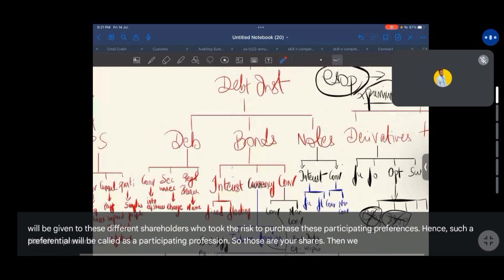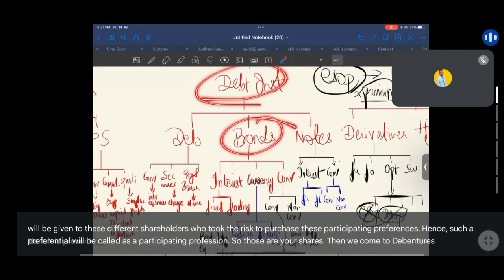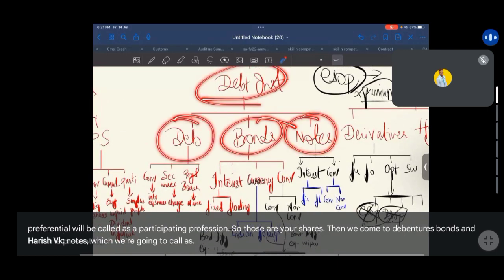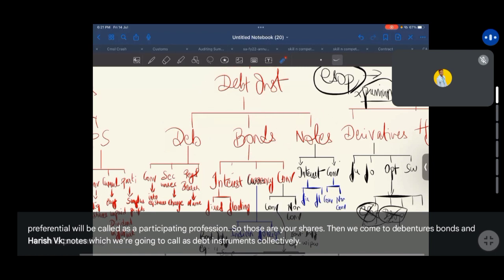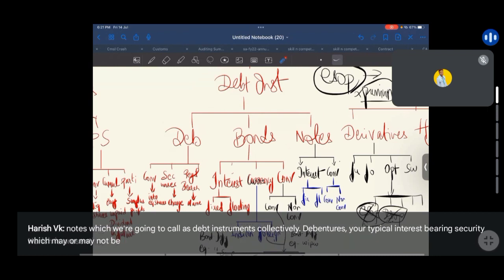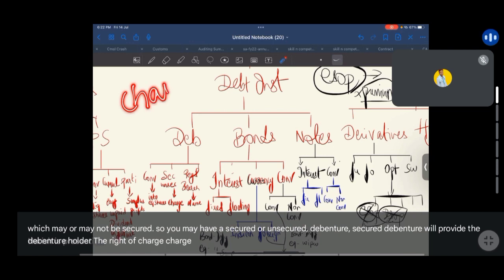Then we come to debentures, bonds, and notes, which we're going to call debt instruments collectively. Debentures, your typical interest-bearing security, which may or may not be secured. So you may have a secured or unsecured debenture. A secured debenture will provide the debenture holder the right of charge. Charge means you have the right to sell any specific asset of the company.